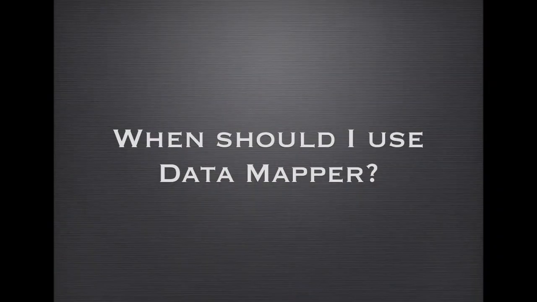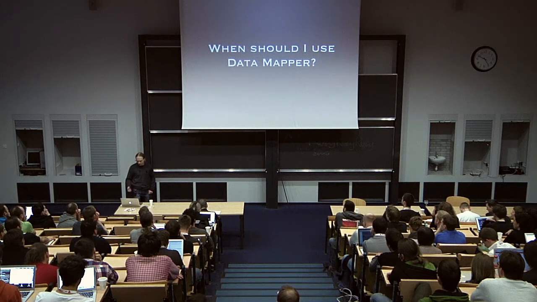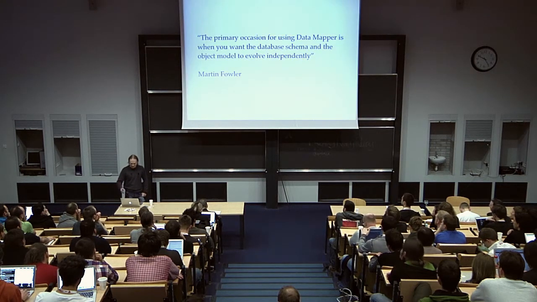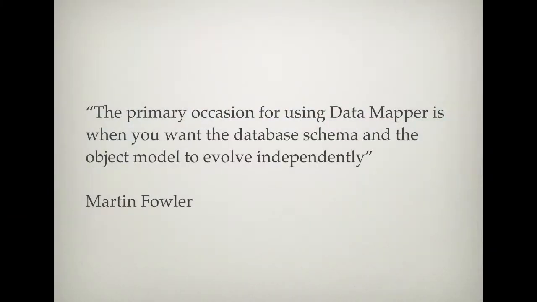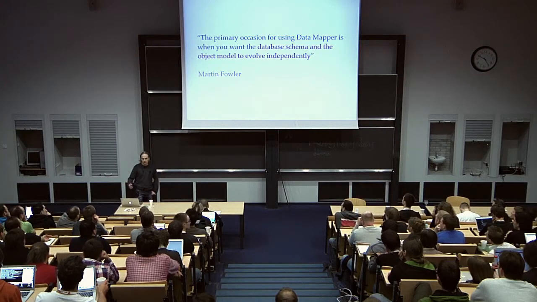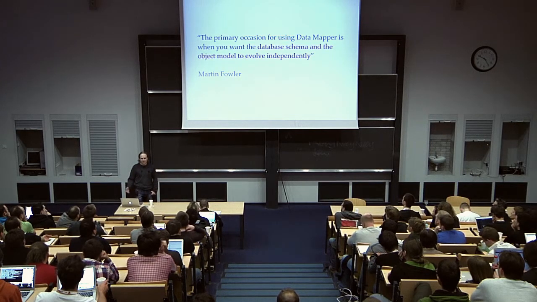Same question as about active record previously: when should I use DataMapper? This is probably a question that many of you can ask. So again, Martin Fowler. I should send him a bottle of scotch because I basically used half of his book here. He writes that the primary occasion for using DataMapper is when you want the database schema and the object model to evolve independently. And this is kind of funny because he writes "when you want." It's not something that you want, because it just happens.